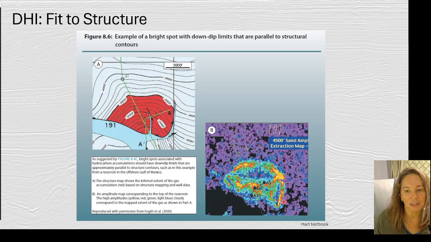Here's another case from the Hart textbook where they show a structural map here. So we've got our contours laid on it. We have some faults in the area, a couple of wells. And when we look at what the seismic amplitude looks like, we can see even though these aren't overlain with each other, we can see that the higher amplitude does seem to roughly conform with where we would have those structural contours.